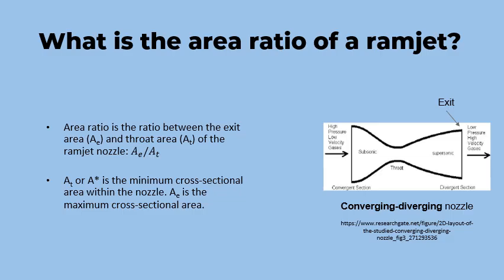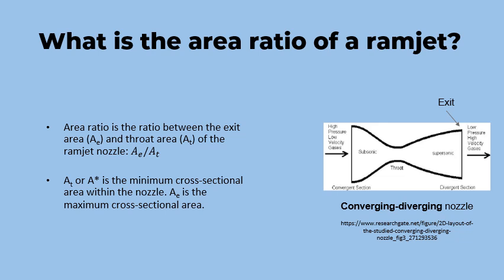Now we talk about an important design variable of ramjets. So what is it? The area ratio is the ratio between the area of the exit and the throat of a ramjet nozzle. The throat area, also depicted by AT or A star, is the minimum cross-sectional area within the nozzle. The exit area, depicted by AE, is on the other hand the maximum cross-sectional area of the ramjet nozzle. The diagram on the right provides a visual representation of the locations of the throat and exit areas.